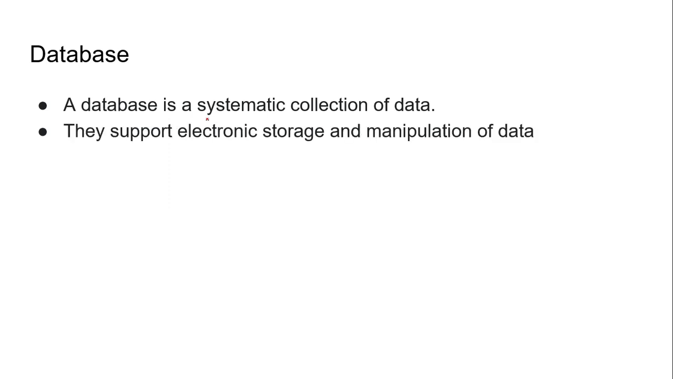You can see the second point: databases support electronic storage and manipulation of data. Electronic storage means we are storing the information as digital data. If we talk about Facebook data, Instagram data, or whatever data you store in your electronic device, your mobile phone, that is known as a database. And we can manipulate that data. We can update that data, we can delete that data, and whatever operation we want, we can perform.